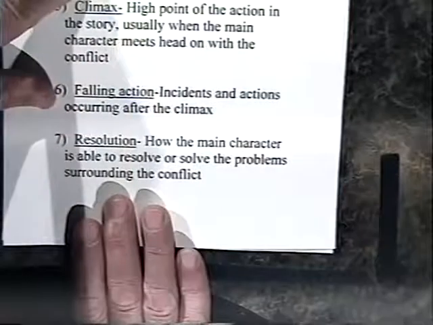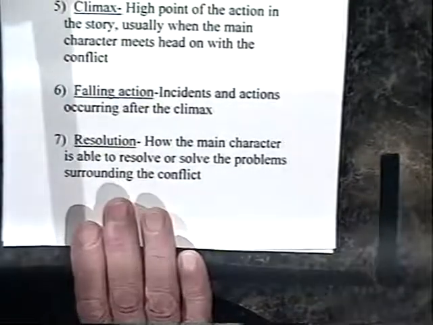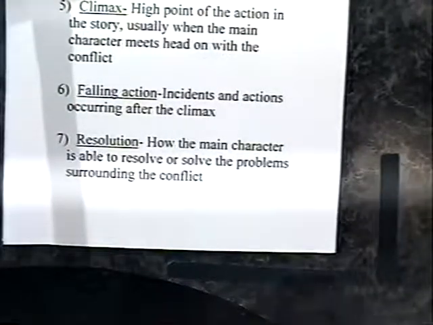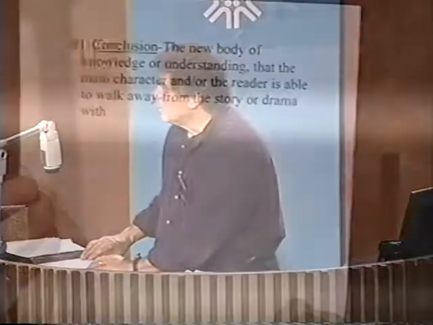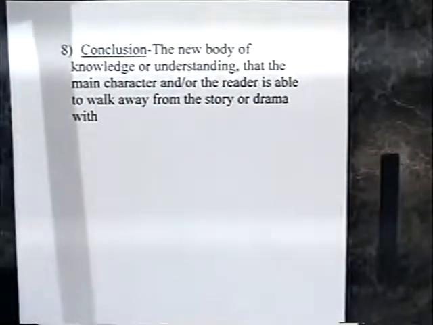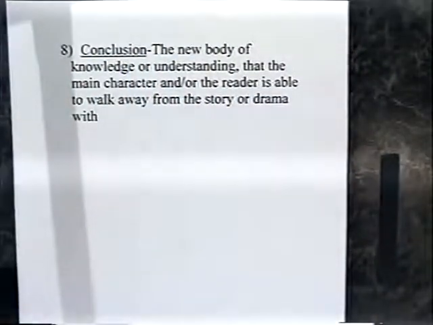Okay, now, climax. Following action is after she's dead, they try to get home. Now, Dorothy resolved the conflict within herself because she realized she appreciated her parents and her home. Conflict with society was resolved because she got her dog back. The conflict with nature, the tornado eventually went away, and her conflict with the witch was solved because she killed the witch. And final point. New body of knowledge and understanding that the main character and or reader is able to walk away from with the story or drama might be that line: There's No Place Like Home.